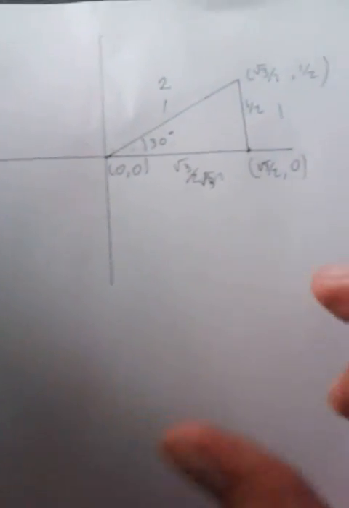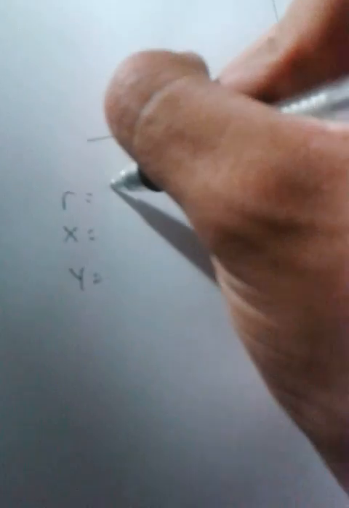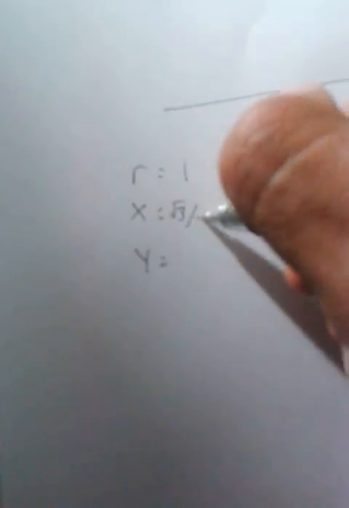Okay, so now we're going to try to find the values for each of these. Our radius is going to equal 1, obviously. Our x, as we saw over here, is radical 3/2. And our y value is 1/2. Simple, just like this.